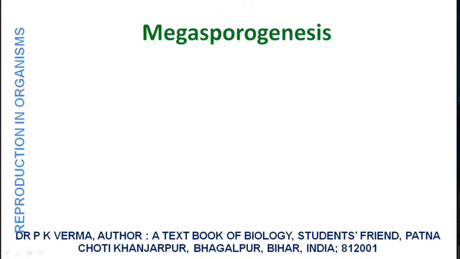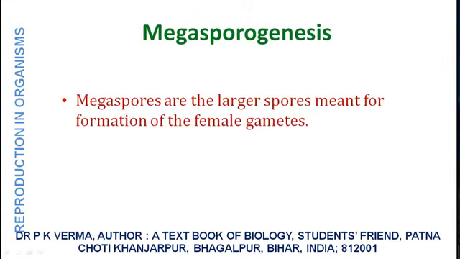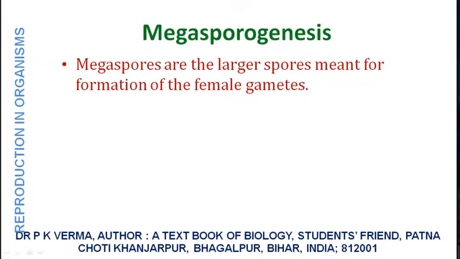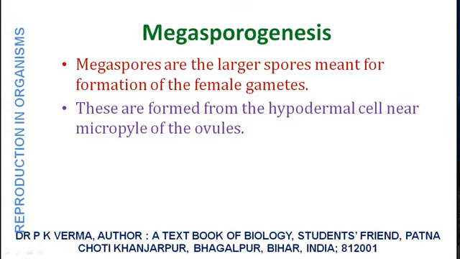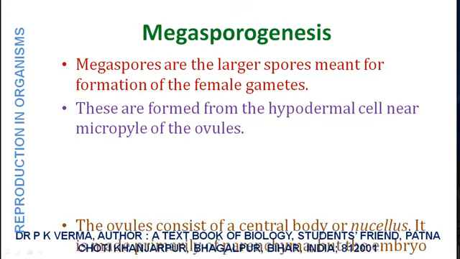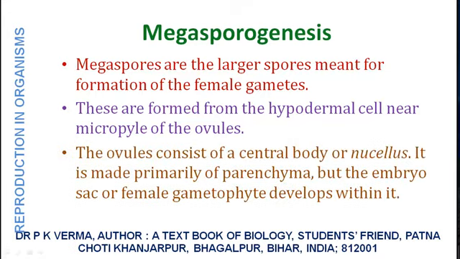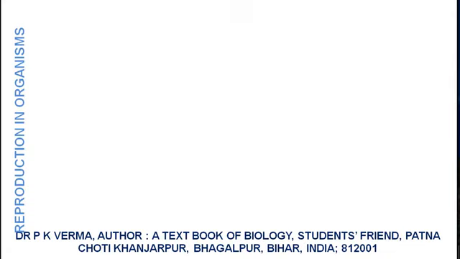Now see the process of megasporogenesis. The megaspores are the large spores meant for formation of female gametes. These are formed from the hypodermal cell near micropyle of the ovule. The ovules consist of a central body or nucellus. It is made of parenchyma, but the embryo sac or female gametophyte develops within it, replacing nucellus in most of the cases.